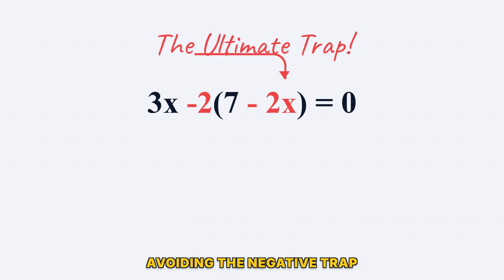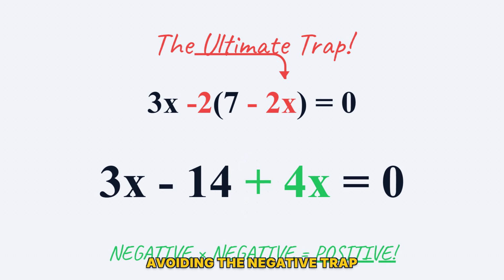Now for the ultimate algebraic trap where most students lose points. Multiply the minus 2 by the second internal term, minus 2x. A negative times a negative always creates a positive. So, minus 2 times minus 2x becomes a positive plus 4x. Our full expanded line is now 3x minus 14 plus 4x equals 0.